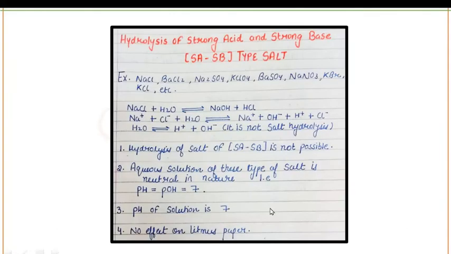First of all, we have the hydrolysis of strong acid and strong base type salts. If you have any salt of a strong acid and strong base, then it is not possible to hydrolyze it. So hydrolysis of a salt of a strong acid and strong base is not possible. The aqueous solution of this type of salt is neutral in nature. That means pH and pOH will be equal to 7, and there will be no effect on litmus paper in the case of a strong acid and strong base type salt.